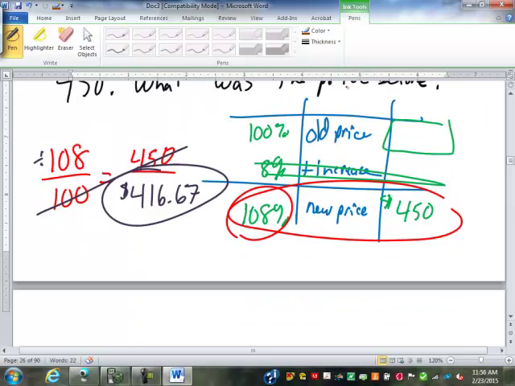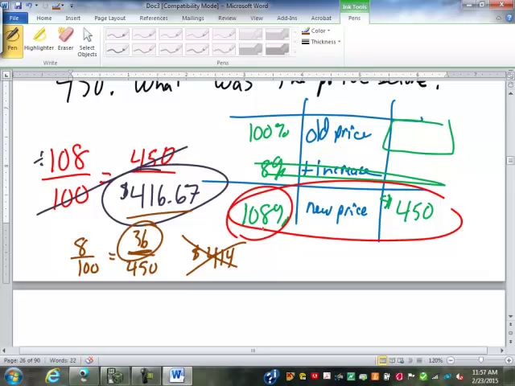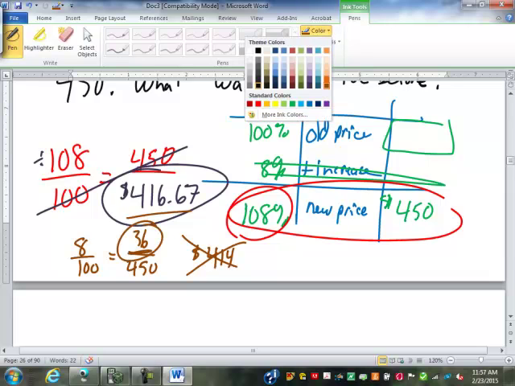Now, some of you may have tried to do this quick using the 8%. If you had done that, you'd do 8% out of 450. Turns out to be $36. If you'd subtracted $36 from 450, you'd get $414, which is not quite right. You can see that's almost $3 off from what we needed.